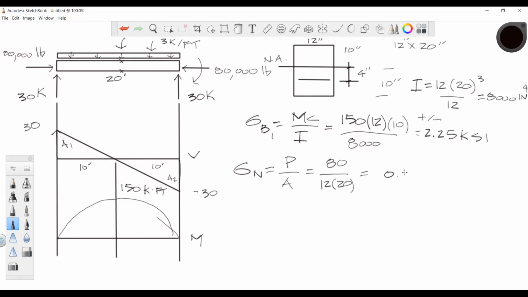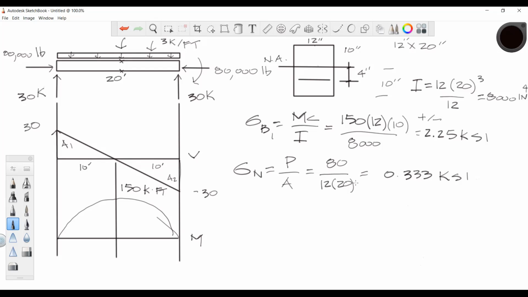I got 0.333 ksi. Anybody get that number? Yeah, I got 1/3.